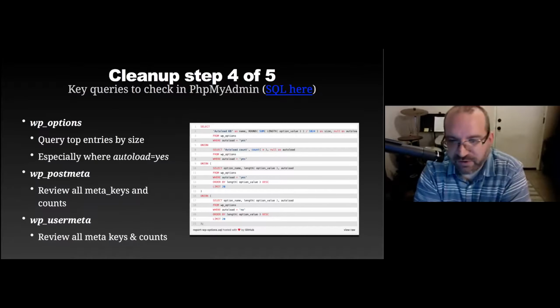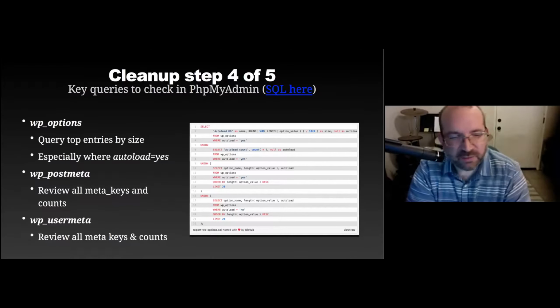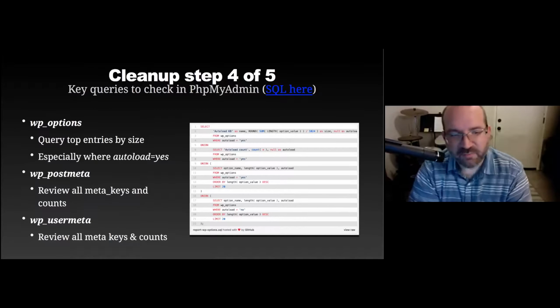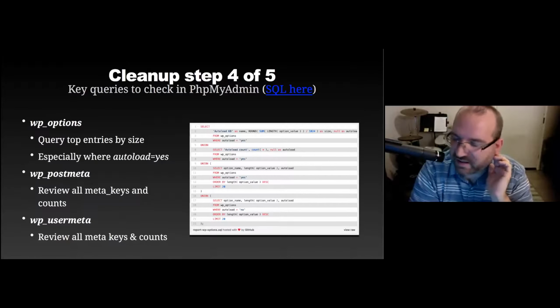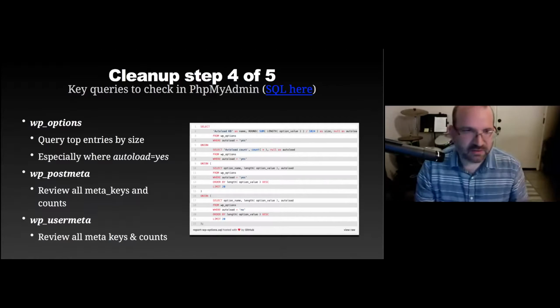Well, that's where you can really trim that down is WP options. I put the query here, a picture of it on the right, but again, you can link to it when you click that SQL here link in the upper right. And then post meta and user meta, that's to see what plugins have been adding into your orders, your products, your users. There might be analytic data that you just don't need anymore that you can get rid of. So you can use my queries to take a look at those things.